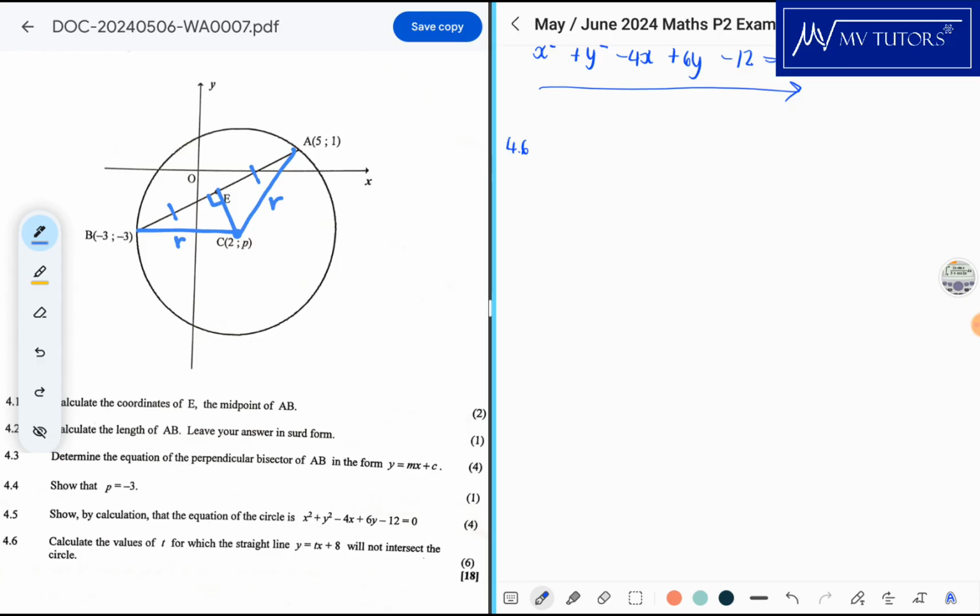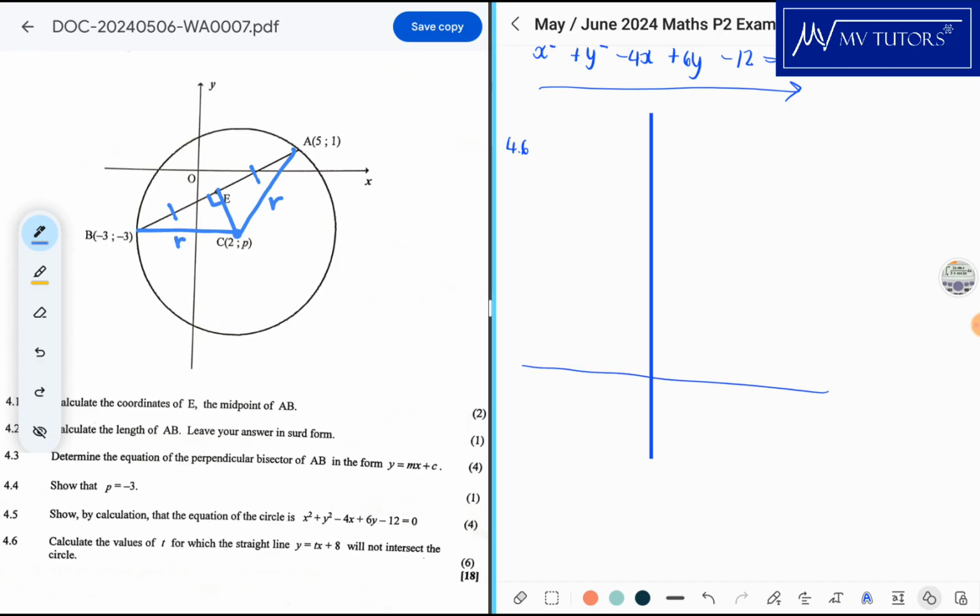All right, so it says calculate the value of t for which the straight line y is equal to tx plus 8 will not intersect the circle. Okay, so they've given us the y-intercept. If I try to redraw this circle, let me try, so that we can see exactly what is going on. Maybe let me just put it a little bit up. Okay, and then let's draw the circle.